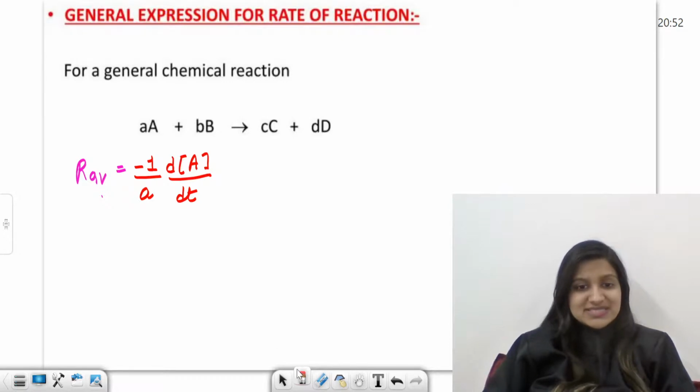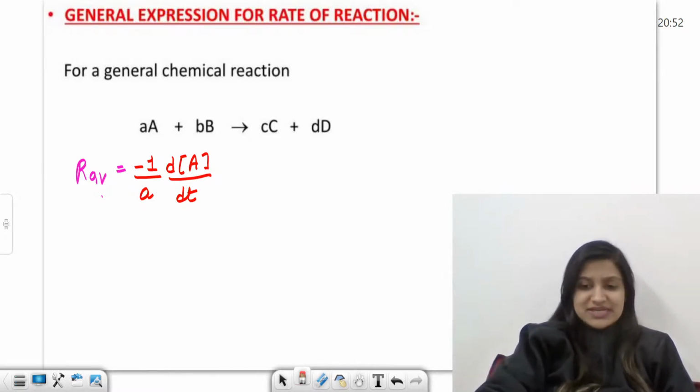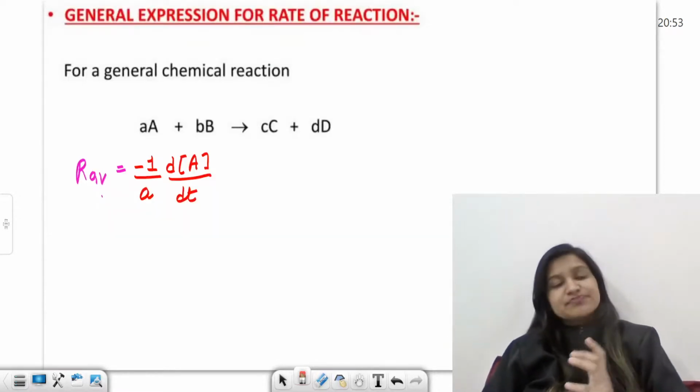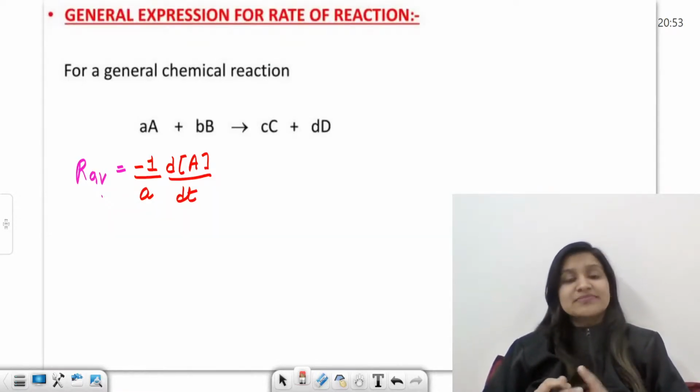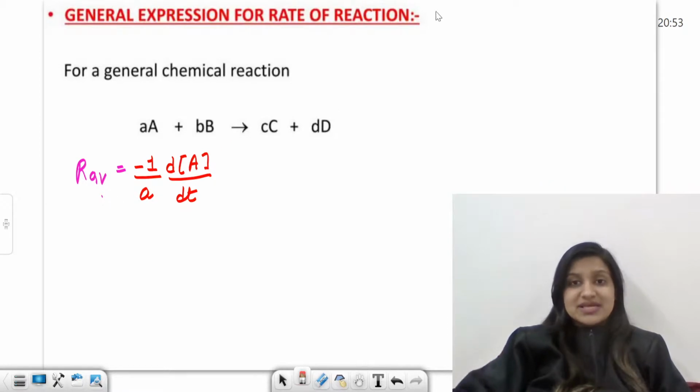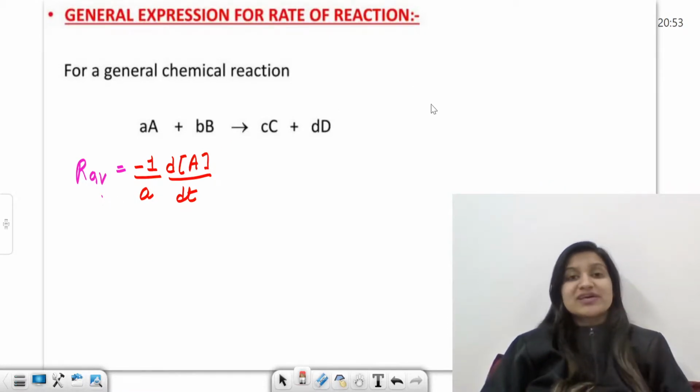Now since this is written under the square brackets, maybe we didn't discuss it earlier, but whenever you write something under square brackets, it means that you're talking about its concentration.